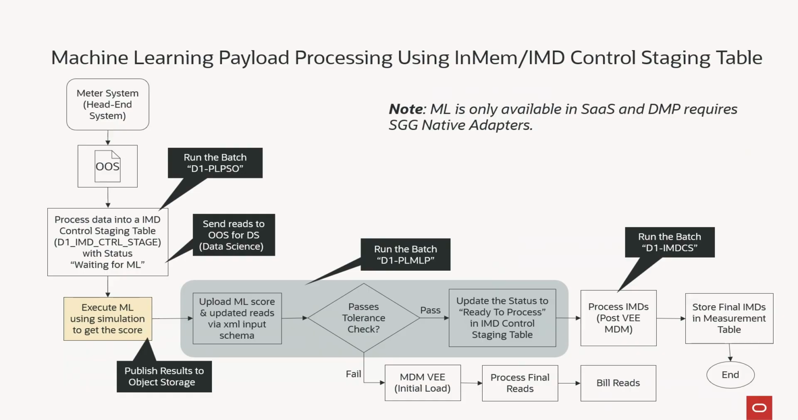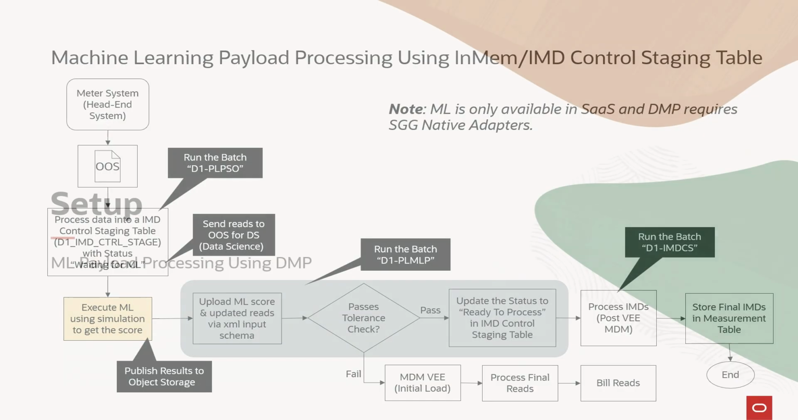If the results do not meet the threshold, the reads are processed through standard MDM validations, or the VEE procedure. For example, the initial load VEE process. Finally, we execute the D1IMDCS batch to move IMDs from the staging table to the final measurement table.